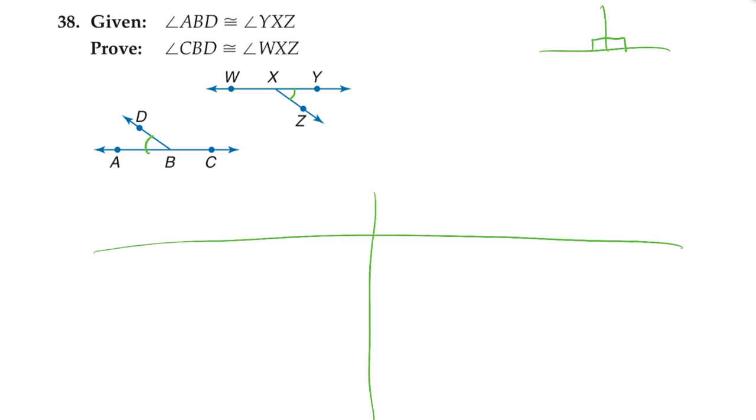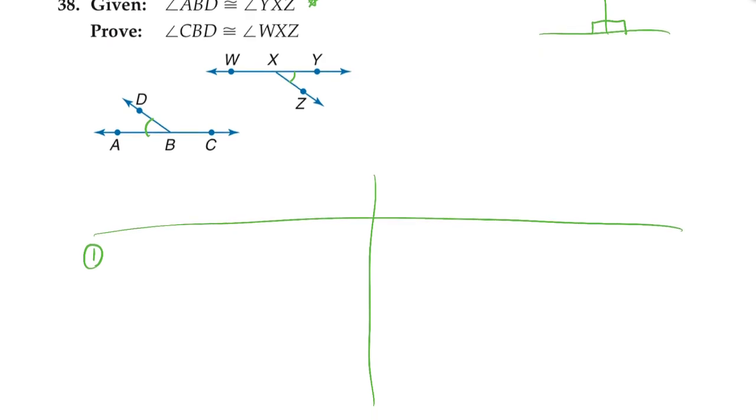I'm actually not going to start with this given because I'm not going to use it yet. I'm going to say angle ABD and angle DBC are a linear pair. And I'm also going to say the same thing about the other picture: angle YXZ and angle WXZ are a linear pair.